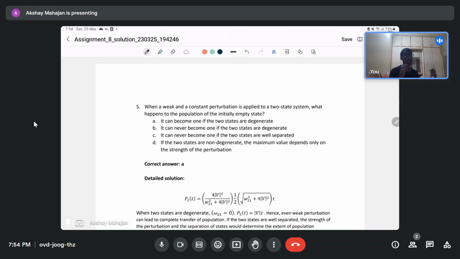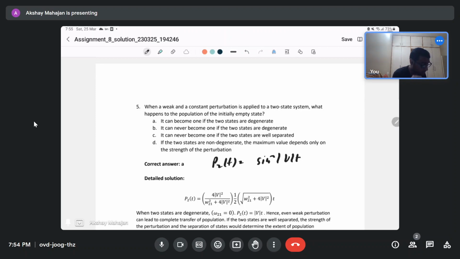We have seen this if the two states are degenerate, in our sample problems that we solved from Rabi's formula. We find that when it is degenerate, P2(t), if you remember, comes as sine square of mod of V t. It is given that it is a weak and constant perturbation, but even if it is weak, for the degenerate state P2(t) comes as this, and it can become 1.